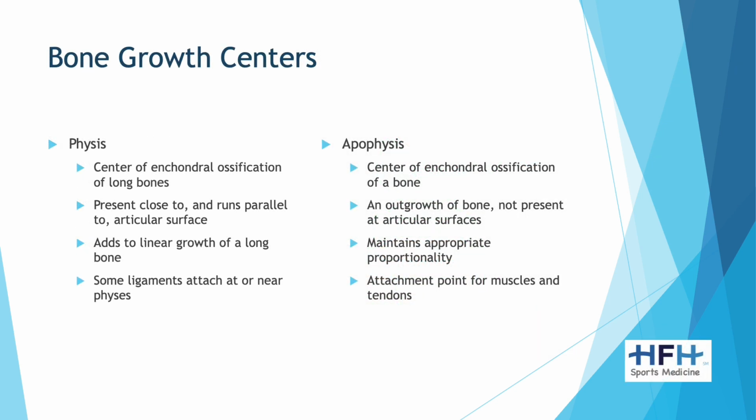Both physes and apophyses are centers of enchondral ossification, but again, one adds to linear growth of a long bone, while the other helps maintain appropriate proportionality. Some ligaments will attach near physes and can lead to injuries of the physes during what would normally cause sprains in adults, whereas muscles and tendons often attach at apophyses.